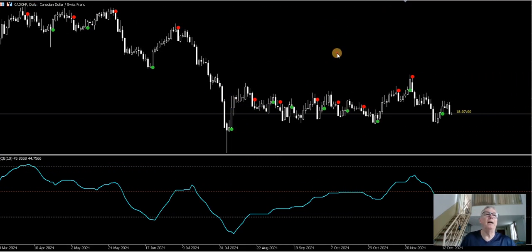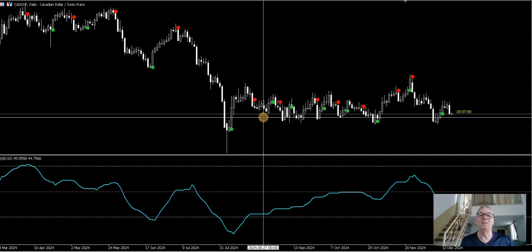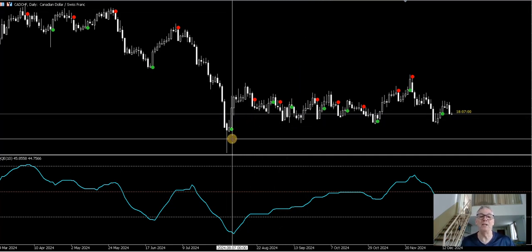Here we go. Oh yeah, remember I did the multi-sequence hedging on this CAD Swiss sequence through here? It was just a nightmare. Eventually got out at a profit, but geez, it took some time and the swap fees were killing me.